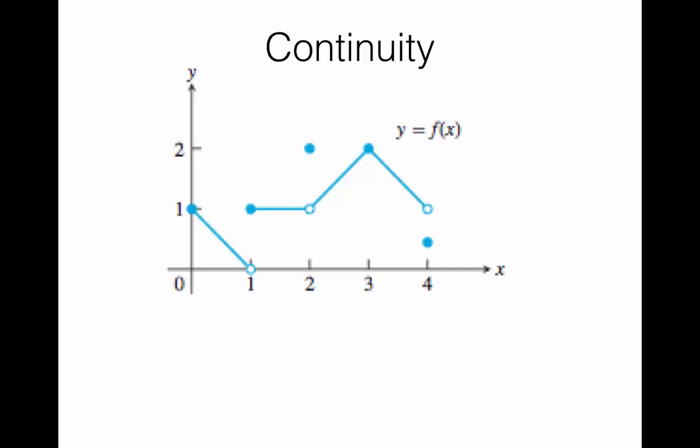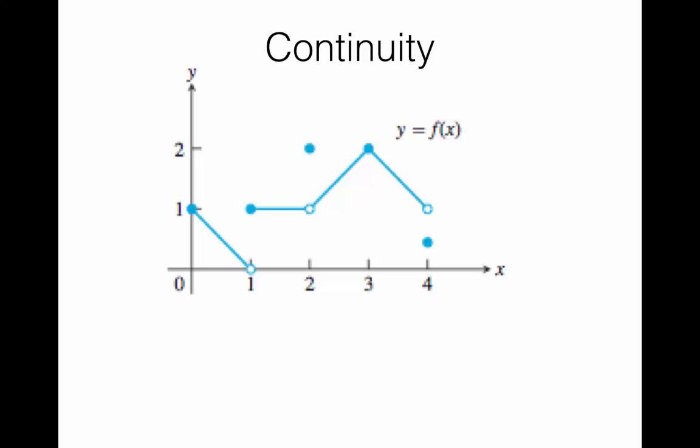So going back to this previous example, we see that the function is continuous between 0 and 1. The function is continuous between 1 and 2. The function is continuous between 2 and 4. But also we have some starting and stopping points. Whenever we have an open circle in the graph, it implies that there's no point there. If it's a closed dot, that means there is a point there.